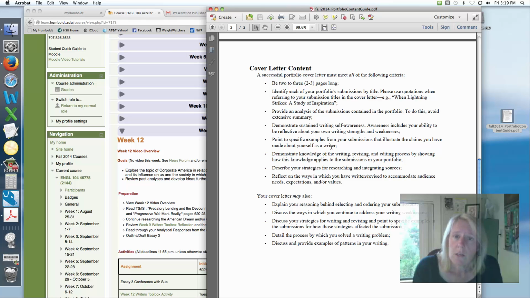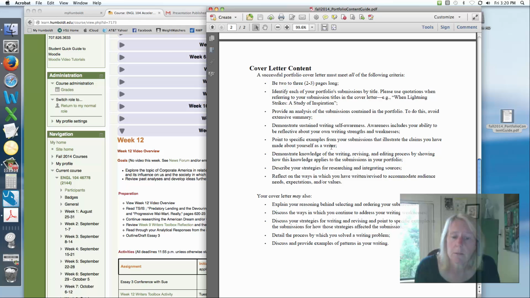And make sure when you're talking about your portfolios, if you say that you've gotten really good at using descriptive language or having clear thesis statements, then quote yourself. It talks here about giving specific examples from your submissions to illustrate your claims. If you claim something about your writing, refer to something from one of the essays specifically. Talk about your writing process. Discuss how you integrated research and sources. There's a whole list of things on this page for the cover letter content that will be helpful for you in developing this submission.